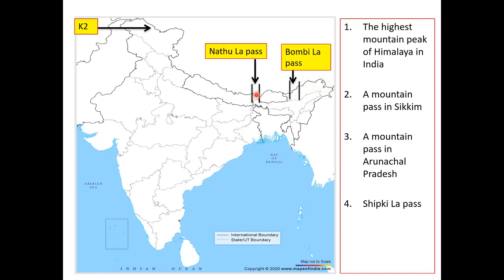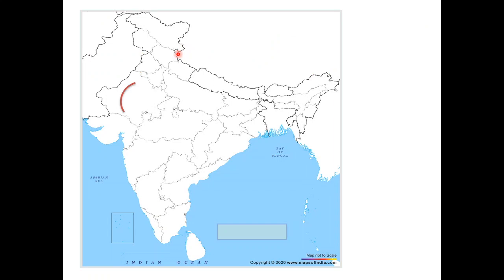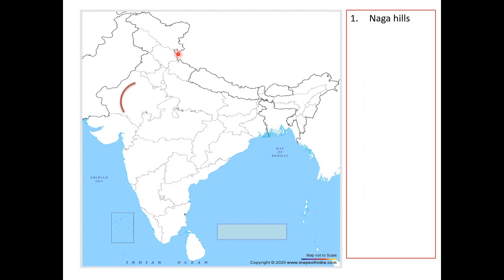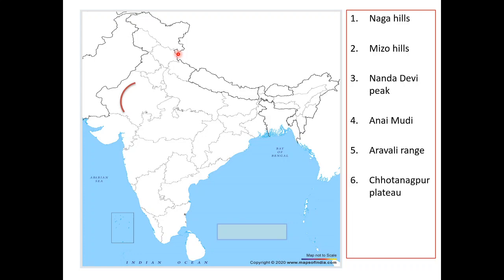This is the Bomdila Pass. It is in Arunachal Pradesh. It was also a pass in Himalaya. And this is the Shipkila Pass, which is in Himachal Pradesh. It's also an important pass. In the next map, we see Naga Hills, Mizo Hills, Nanda Devi Peak, Anaimudi Mountain Peak, Aravalli Range, and sixth, Chota Nagpur Plateau.